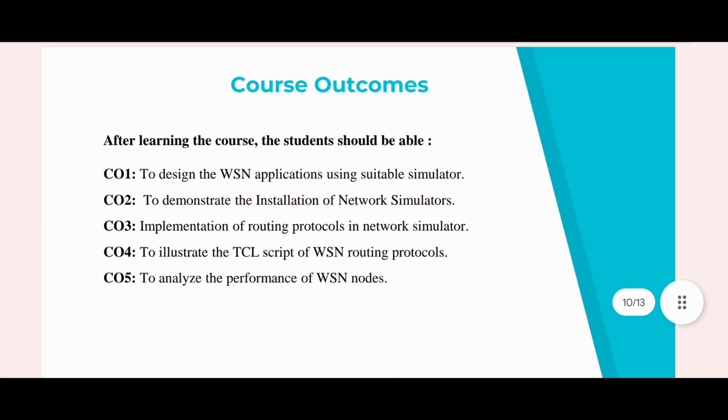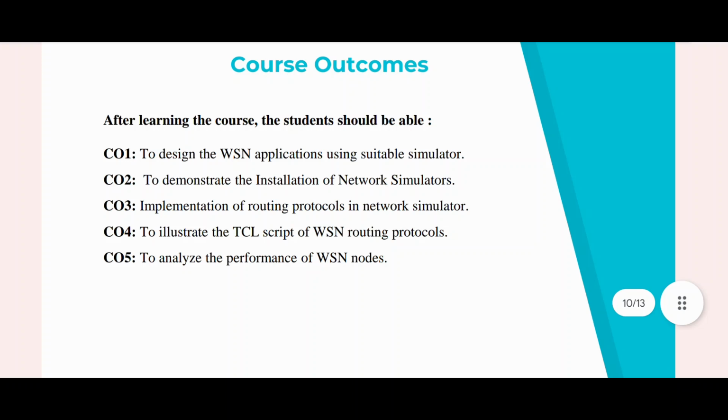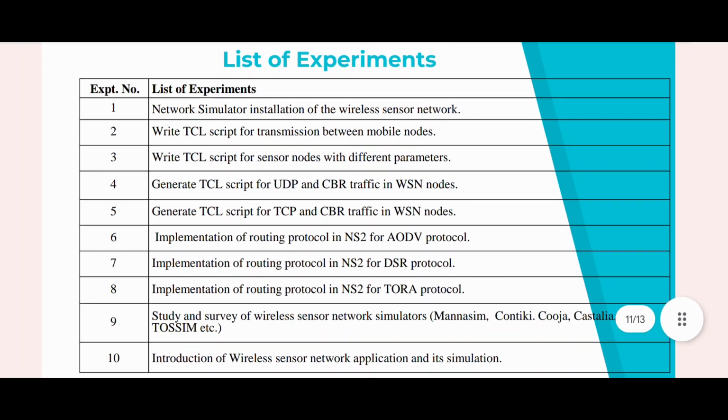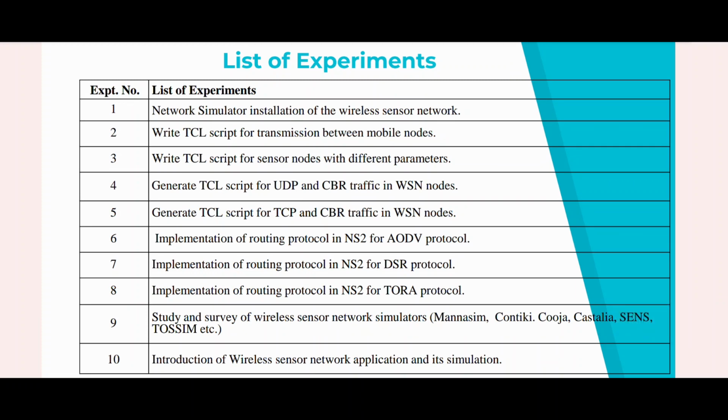Course objectives: it has a total of 5 course objectives. To design the WSN applications using a suitable simulator, to demonstrate the installation of network simulators, the implementation of routing protocols in a network simulator, to illustrate the TCL script for WSN routing protocols, and finally to analyze the performance of WSN nodes. So these are the list of experiments. A total of 10 experiments are here. The very first one is the network simulator installation of wireless sensor network.